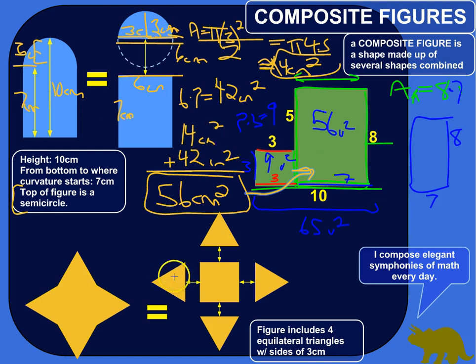This lesson's going on a little long, so I'm not going to make you go through this composite figure, but you can try this. Based on the fact that you know the figure includes 4 equilateral triangles, meaning the sides all have equal length of 3 centimeters, can you calculate the area of this composite figure? So you'd find the area of one of the triangles, multiply by 4, find the side length of this thing, and find the area of it based on what you know about the triangles. Add them up, boom, you are good to go.